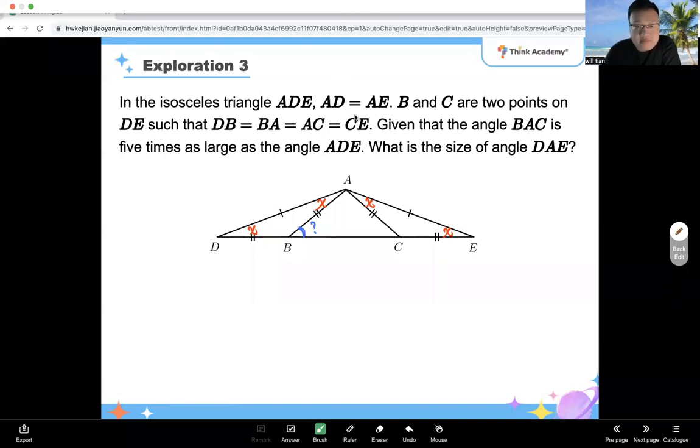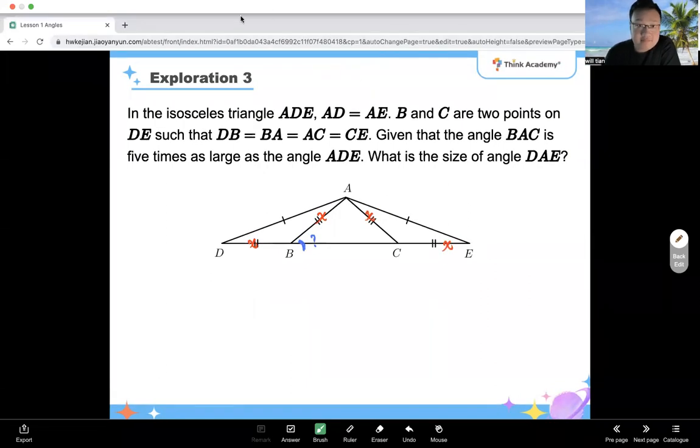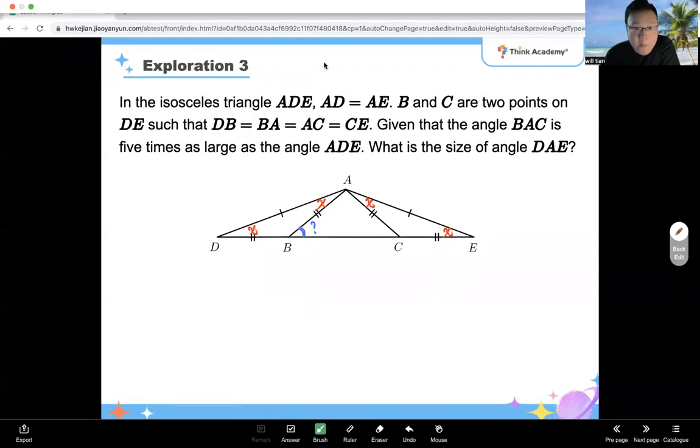Yes, Nathan, can you tell us? You can unmute yourself now. It's 2x, right? But can anyone explain this to me? Why is that 2x? How do you know it? It looks like 2x. Someone is raising your hand. So Boxuan, can you tell us why is that 2x?